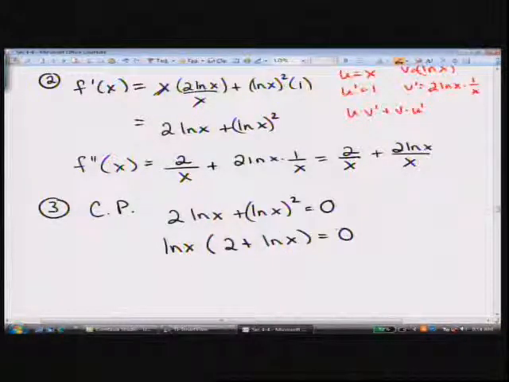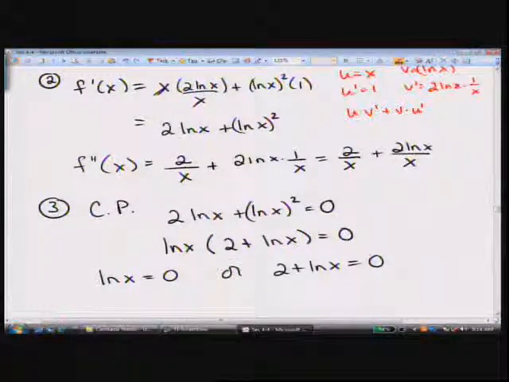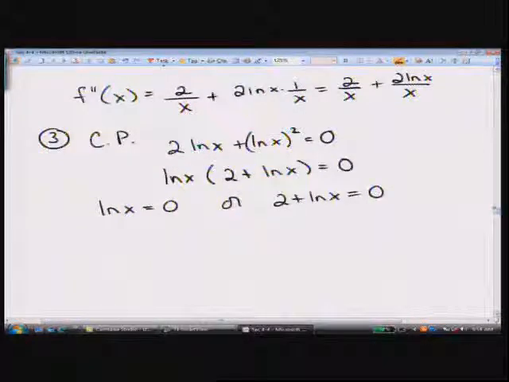And then you set each of your factors equal to 0: ln x equals 0, or 2 plus the ln of x equals 0. So how do we solve these? Do you guys remember how to solve ln x equals 0 from pre-cal or college algebra? I call it 'e-ing' it. If you do e here and e here, e to the ln x is just x, because they undo each other, and e to the 0 is 1.